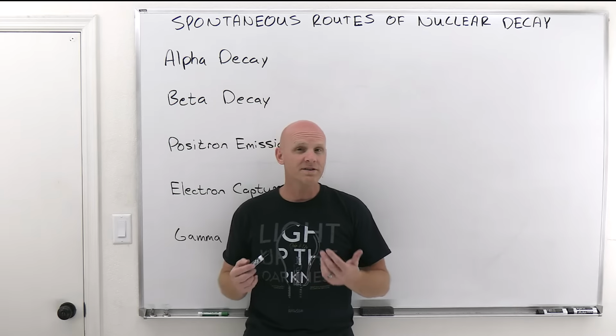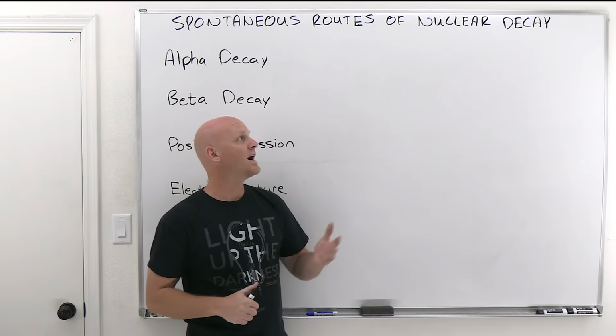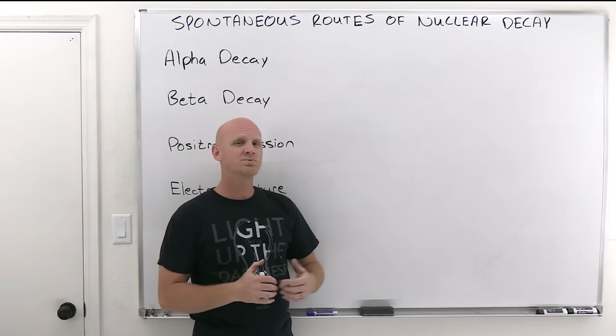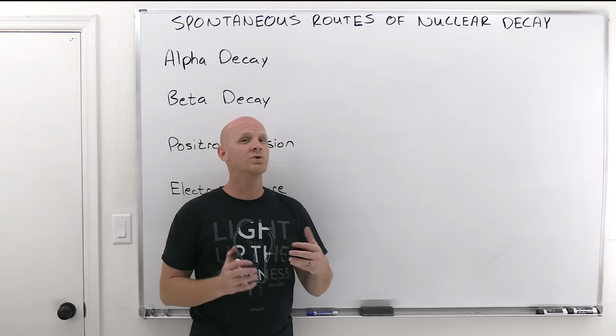All right, so we're going to start with spontaneous routes of nuclear decay here. And these are things we observe in nature. They happen spontaneously. And at the end of this lesson, we'll briefly talk about nuclear fission and nuclear fusion.